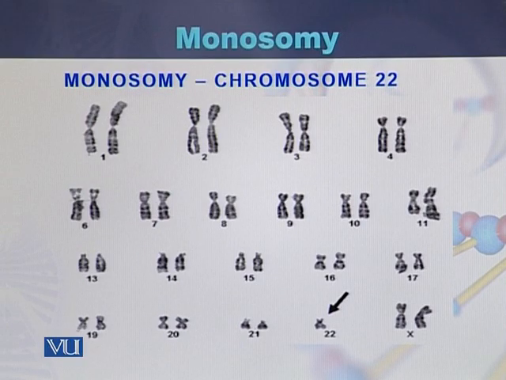This is the monosomy of chromosome 22. All the chromosomes are in homologous form except chromosome 22. In case of chromosome 22, there is a single chromosome and the second chromosome is lost.